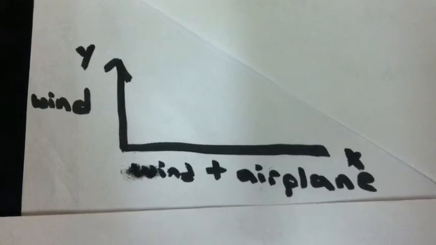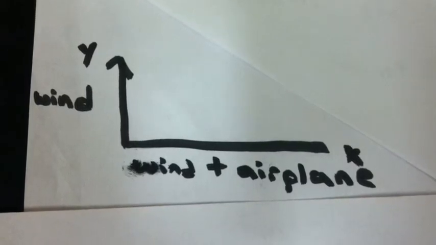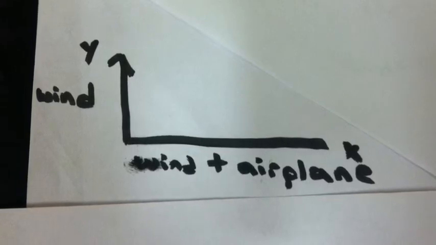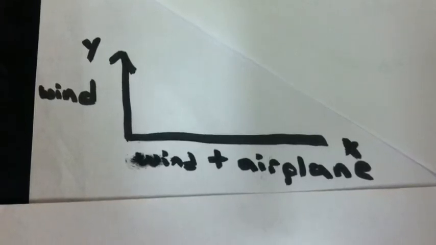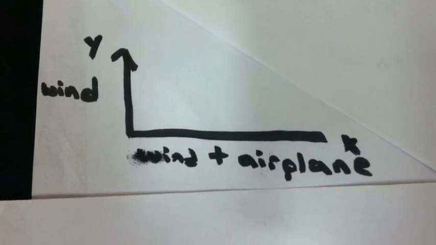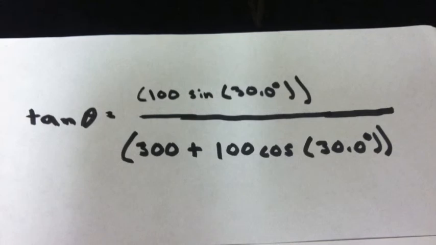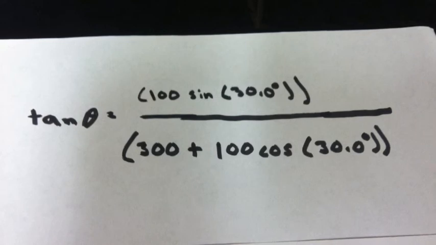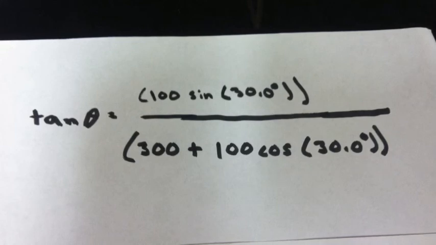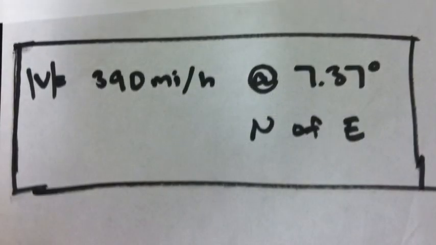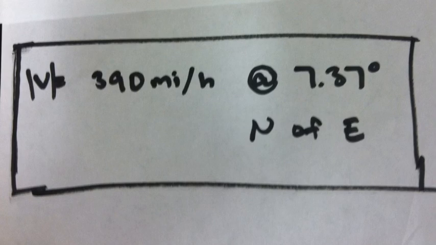Now we are going to find the direction of the airplane. We will separate into the y direction, which is only wind, and the x direction, which is the wind plus the speed of the airplane. You will then find the angle the airplane travels using the equation tan of theta equals y over x. When you plug in the y's and the x's, it'll look just like this. Once you solve for theta, you will get theta equals 7.37 degrees north of east.